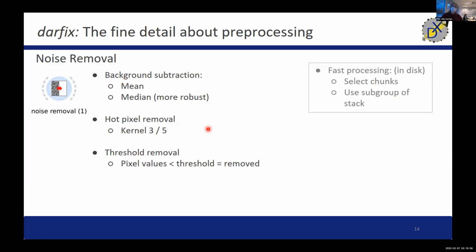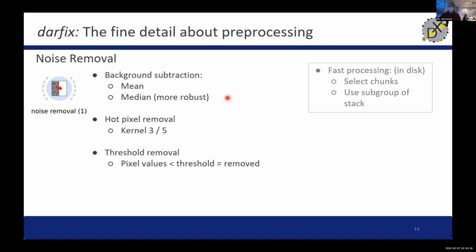After detecting the dimensions and finding the different moving motors, you can remove some noise if you have any. In Darfix, we have implemented 3 different techniques. First of all, we have the background subtraction, which allows you to compute a background from your stack of images, either using the mean or the median. I always recommend to use the median since it's more robust. If you have any dark files, you can also find the background using the dark files instead of the whole stack.